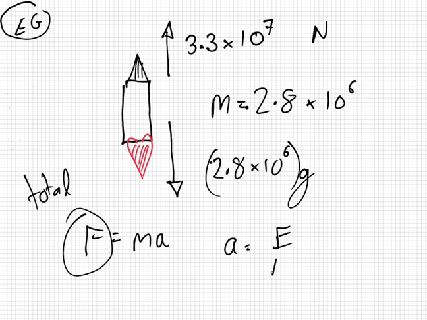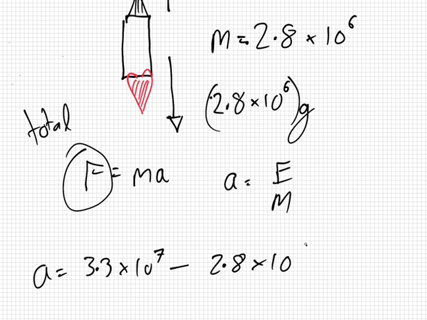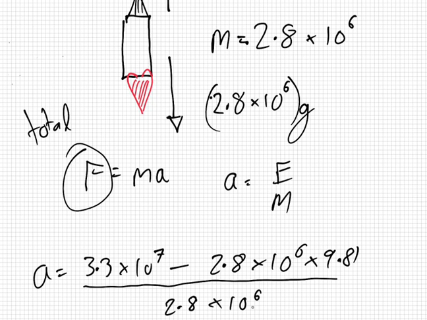So here, the A would equal the F over M. So the A equals, what was the up one? 3.3 times 10 to the 7 minus 2.8 times 10 to the 6 times 9.81, all over 2.8 times 10 to the 6. So that's the acceleration.